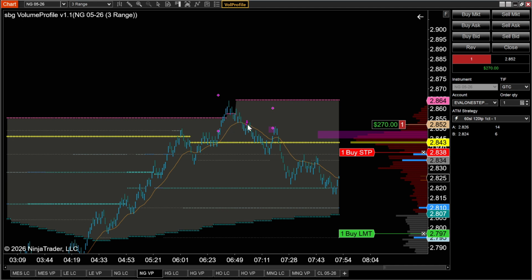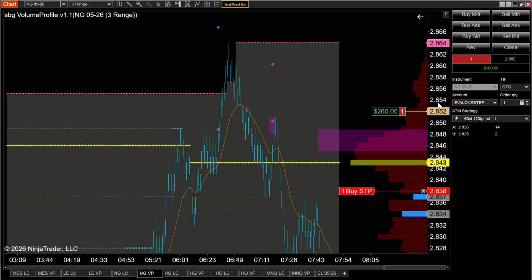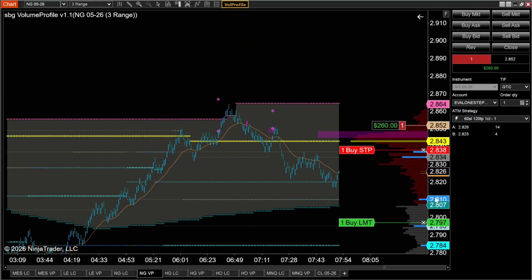Going below the moving average, I put a limit order in right at the moving average, got filled. I think I had a tick or two of heat there. That was about it. So I've been short from that zone. I'm holding down here. I'm seeing some resistance coming here.